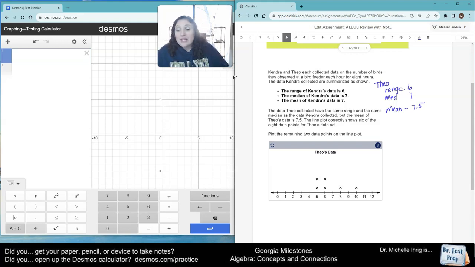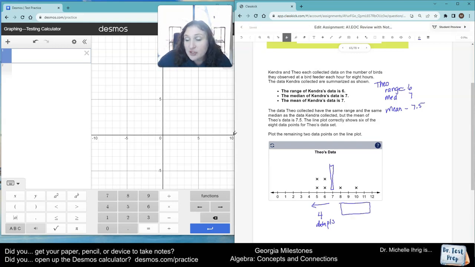Okay, well, with the range of 6, we have a couple of options and a median of 7. So we know that this has to be the middle part, a median of 7. Now, I already noticed that on this side of the 7, I have 4 data points. So because 7 is the median, I have to have the same number of data points on the other side. So right here, I only have 2, so I need 2 more. So right away, I know my numbers have to be 8, 9, 10, 11, or 12.